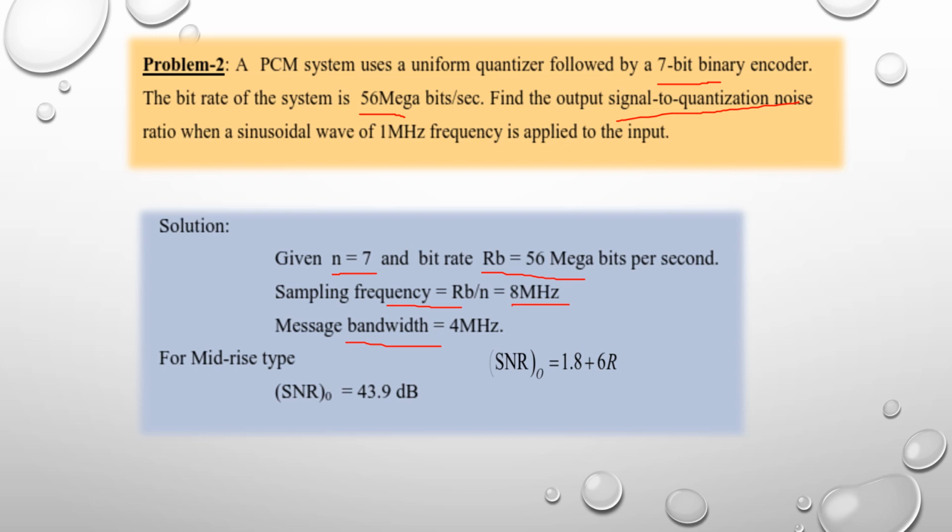Our intention is to find out the signal to noise ratio, the signal to quantization noise. We know that SNR output is equal to 1.8 plus 6 into R, where R is the number of bits. The number of bits is equal to 7. Now just replace R is equal to 7 and you find the SNR output. So SNR output in terms of decibel is equal to 43.9 dB.